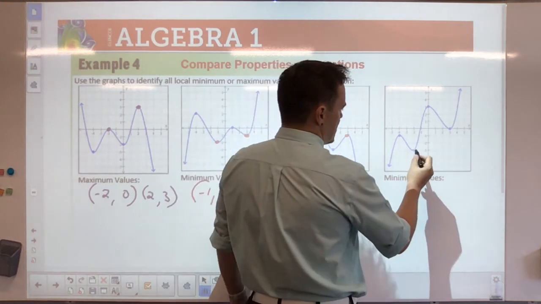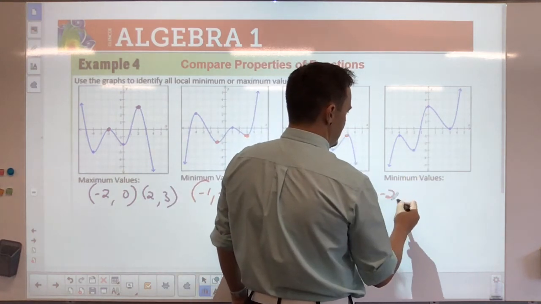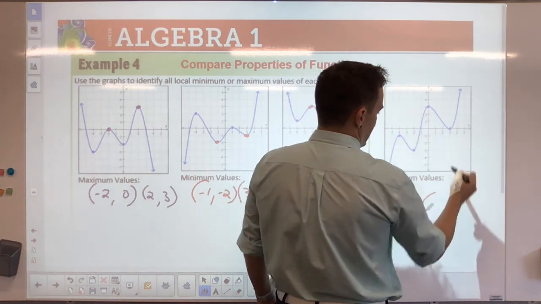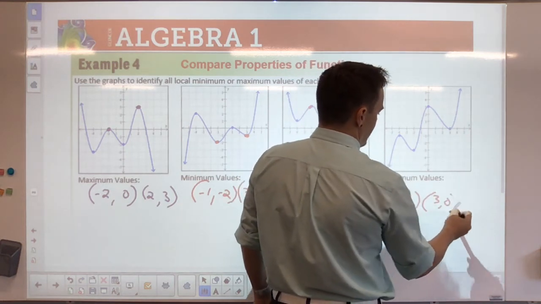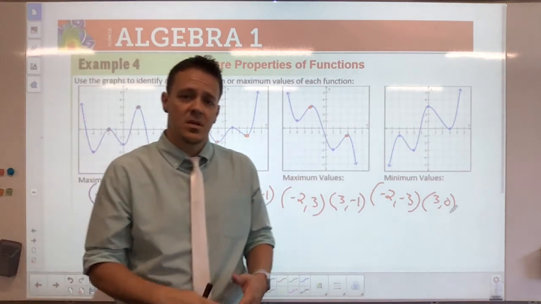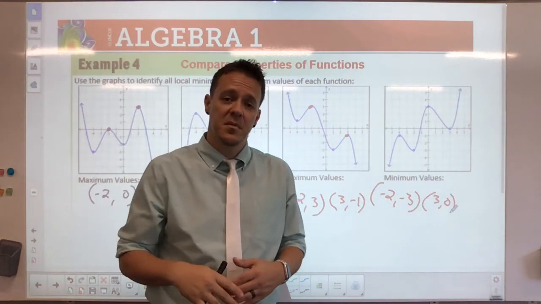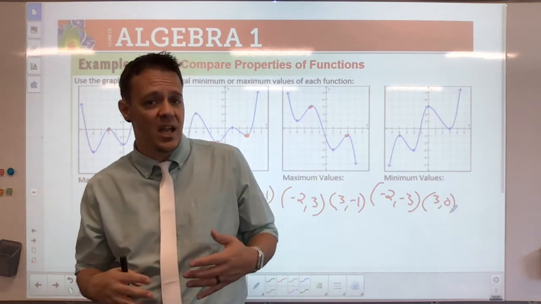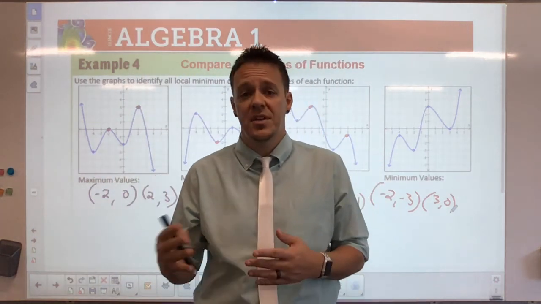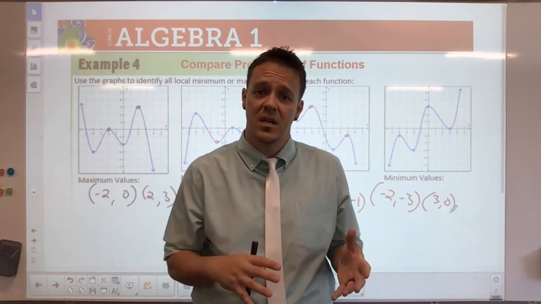And then the minimums would be this one right here, which is -2, -3. And the last value would be right here, which is 3 over, 0 up. Simple enough, right? Extremes. Maximum and minimum values. We're going to be using that a lot later on in the year when we get to quadratics. But right now we're going to focus on the next chapter, especially the intercepts.